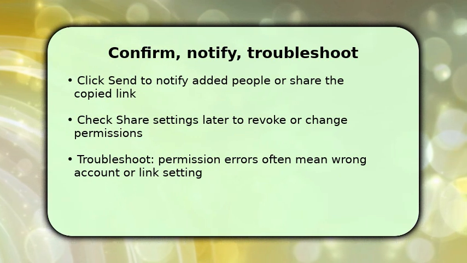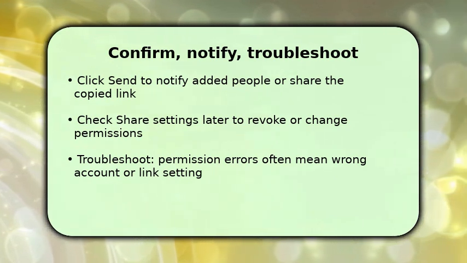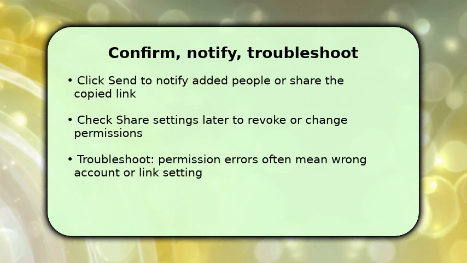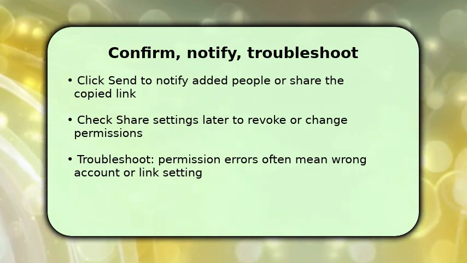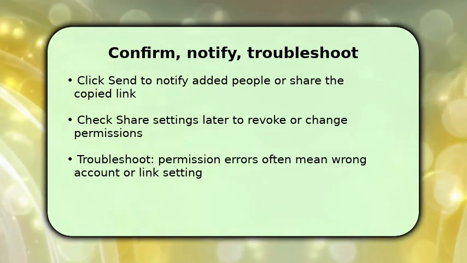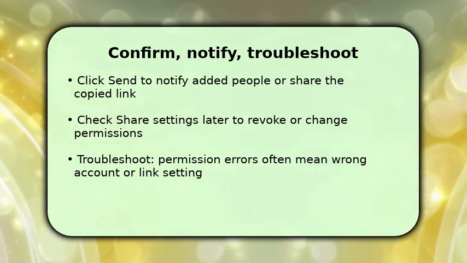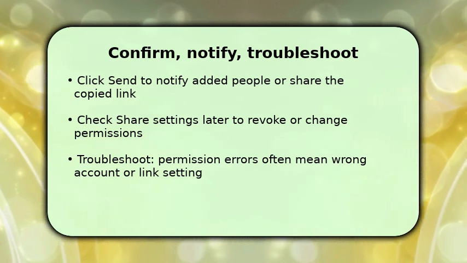If something goes wrong, sign out and back in, ensure recipients use the correct Google account, and confirm the link setting isn't set to restricted when you wanted broader access. This single check resolves most permission issues quickly.